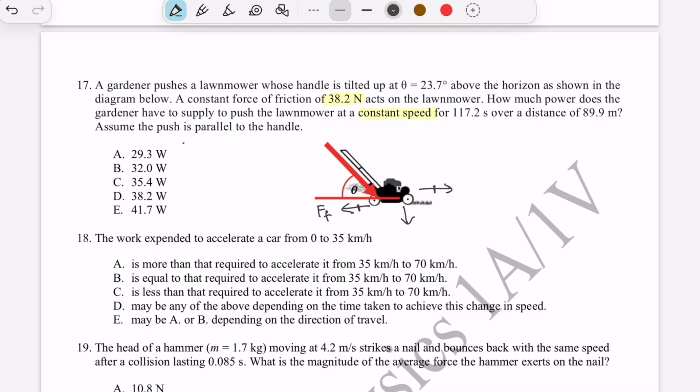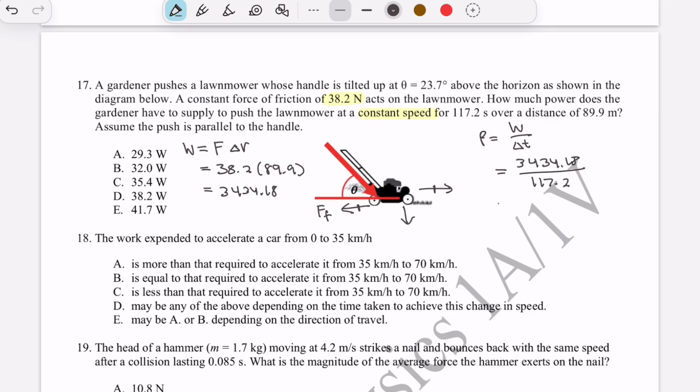Okay, so work equals force times the distance. So the force is 38.2, the distance is 89.9, and this is 3434.18. Next, power is simply work over time. So you just do this, divide by 117.2 seconds. And this should be 29.3 watts of power.